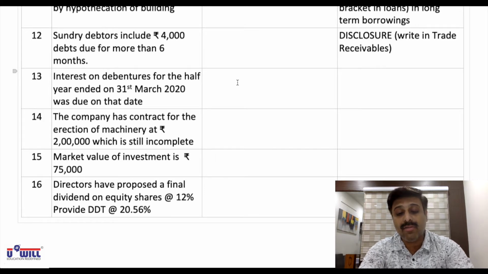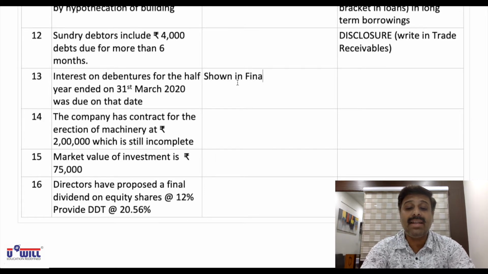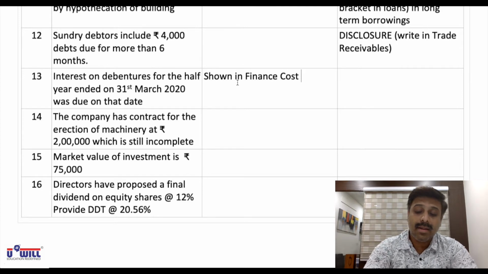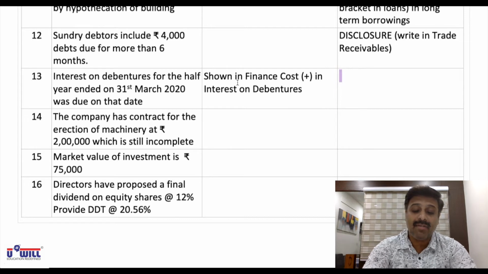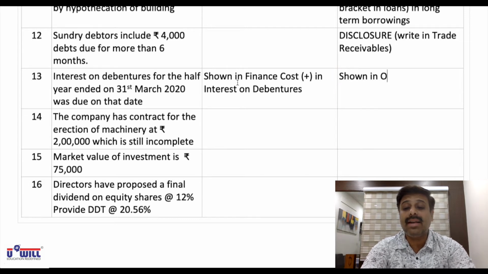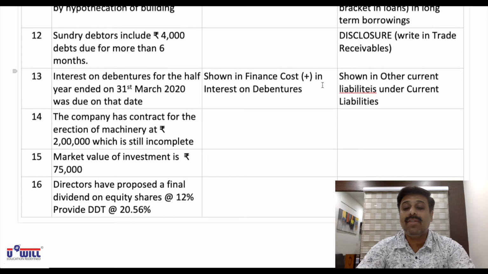Interest on debentures for the half year ended 31st March 20 was due on that date. So one effect we will show in finance cost. We will plus in interest on debentures in finance cost. And second effect we will show in other current liabilities under the heading of current liabilities.